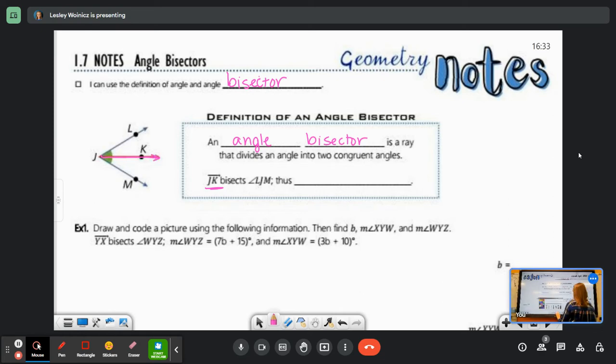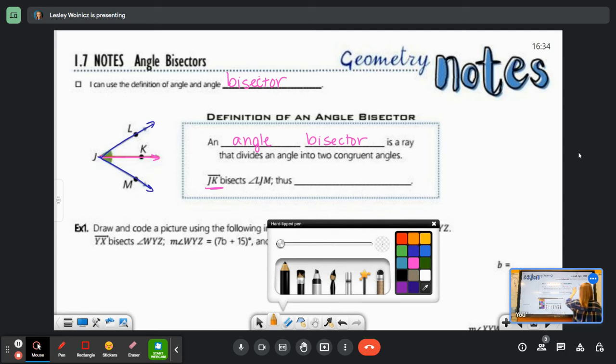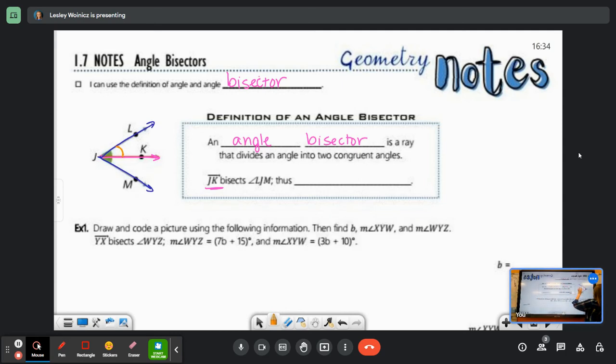So if you look over here, we've got JK bisecting angle LJM, this one. So the two congruent angles that it's making are this one, angle LJK, which is congruent to angle KJM.